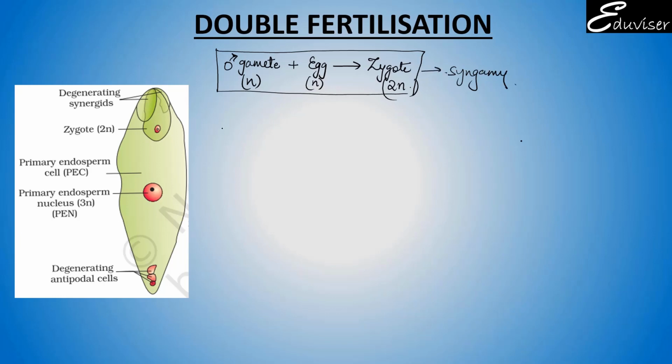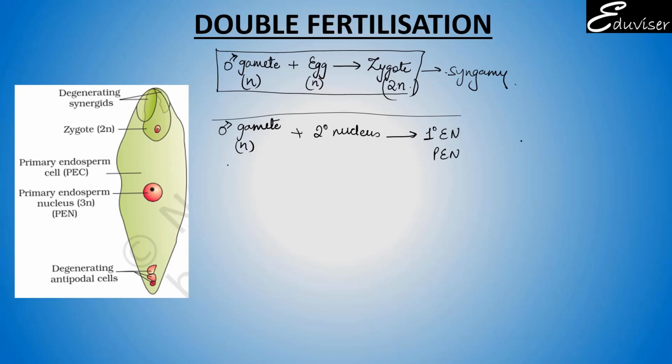Now the second male gamete, whose ploidy level is also n, fuses with the secondary nucleus and forms the triploid primary endosperm nucleus, that is PEN. This process is termed triple fusion. Why is it termed triple fusion? Because here the fusion of three haploid nuclei is taking place.